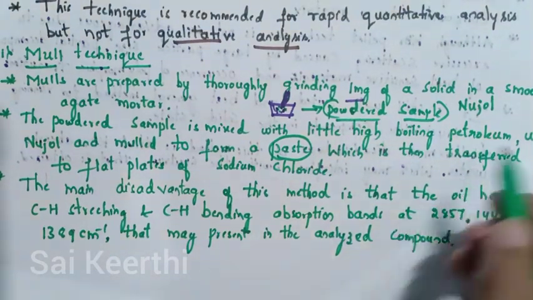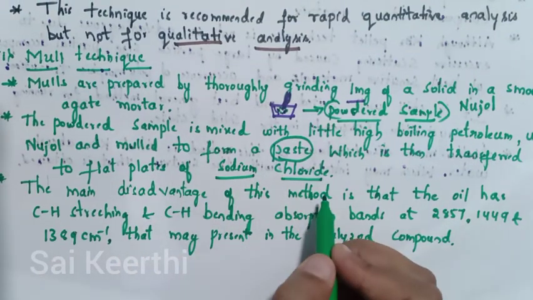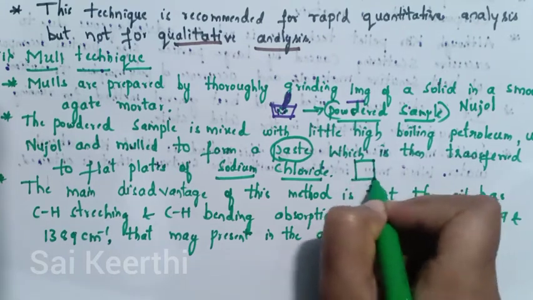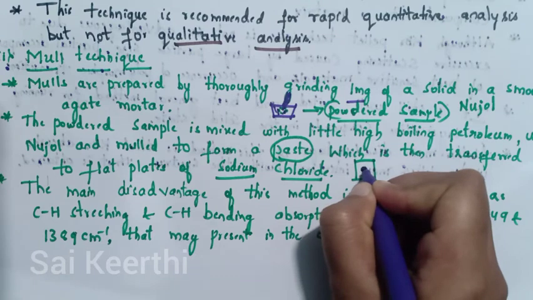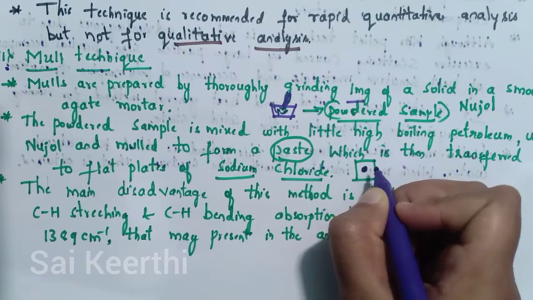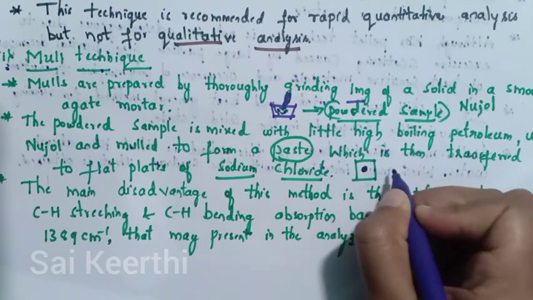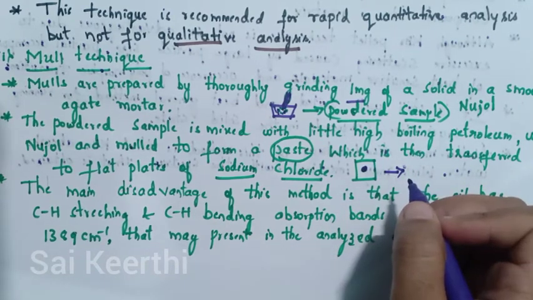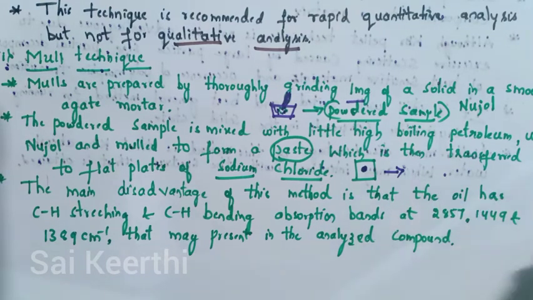Then this is transferred to flat plates of sodium chloride. As I have already said, we have to take a sodium chloride plate and place a sample, that is our mull. Then again we have to place another sodium chloride plate on this, and this is examined by placing it in the path of the infrared beam.